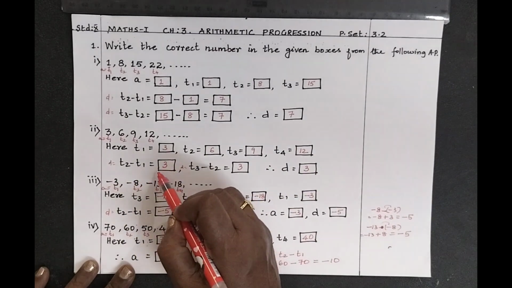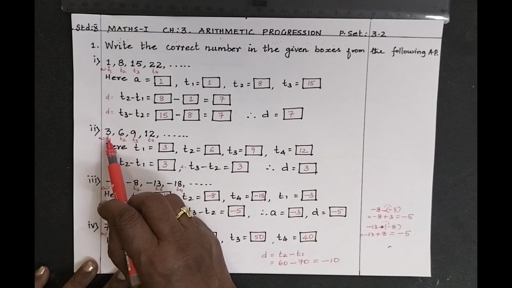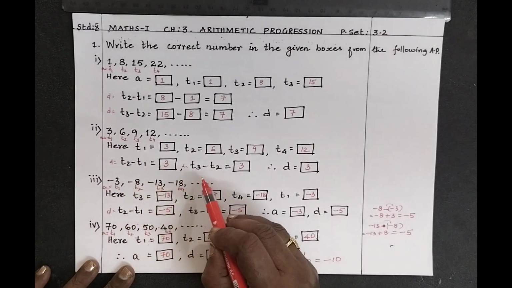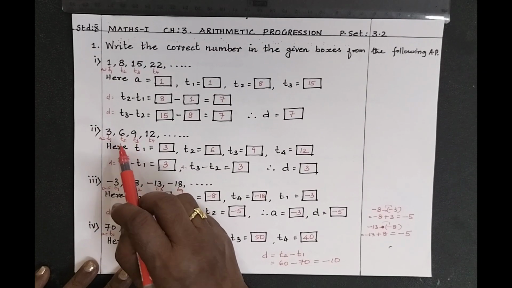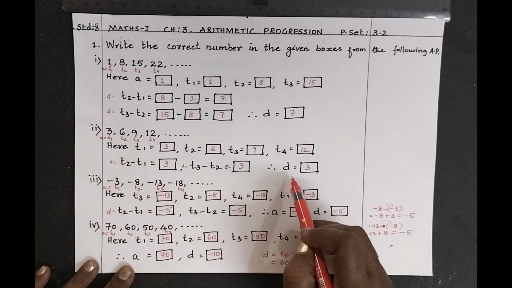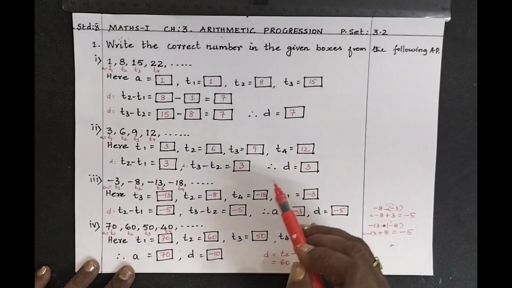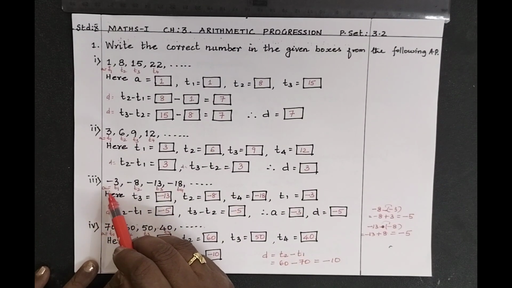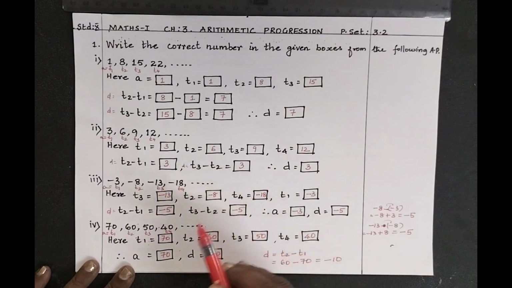T2 minus T1. So only one box is given. Directly subtract and write. So 6 minus 3, which is 3. T3 minus T2. So 9 minus 6, which is 3. Therefore, D is equal to what? This is D, isn't it? So D is 3.